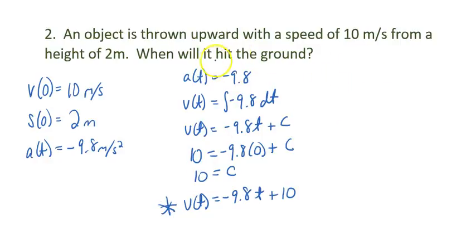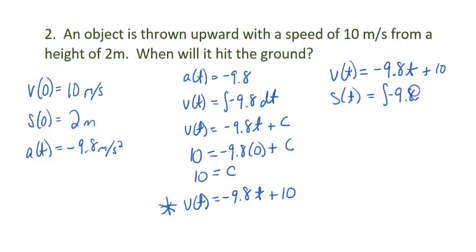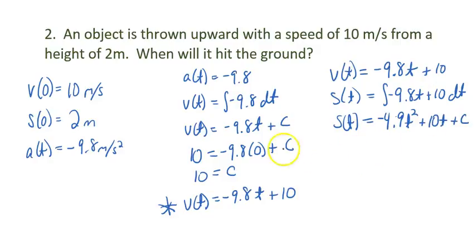And then I'll need my distance equation to find out when it hits the ground. So I'm going to start with the velocity equation that now we know for sure. And I'm going to back up and get my distance equation. So antiderivative of velocity is distance. And if I use a power rule here, I'm going to get negative 4.9 t squared plus 10t plus c.